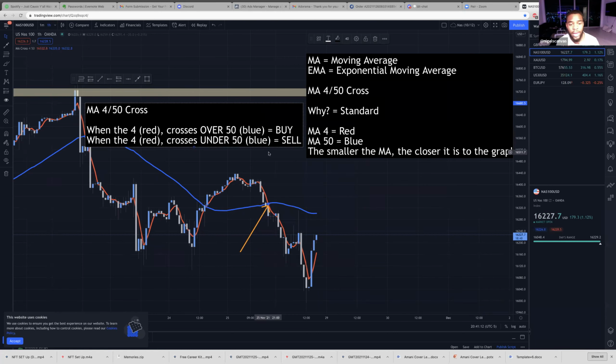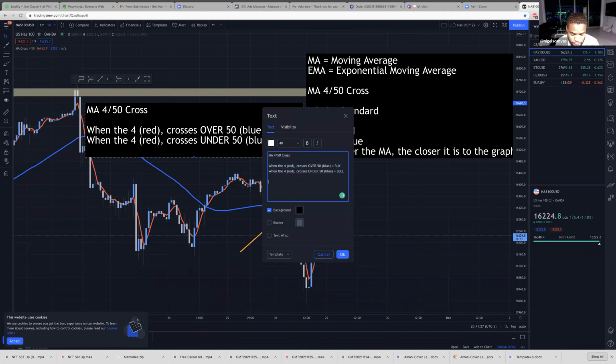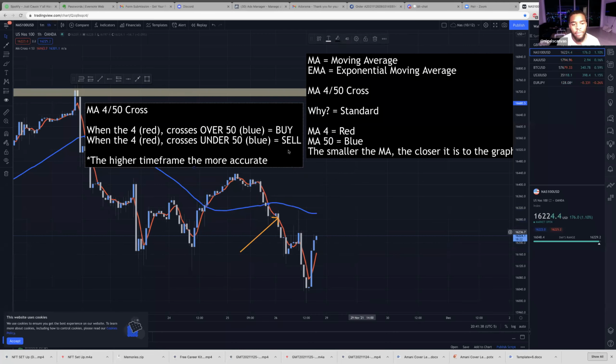This honestly is the formula for every moving average. When the little one crosses over the big one, you buy. When the little one crosses under, you see how it's coming from the top, goes under, that's going to represent a sell. And this is also going to apply to every moving average. Literally, the higher the time frame, the more accurate.